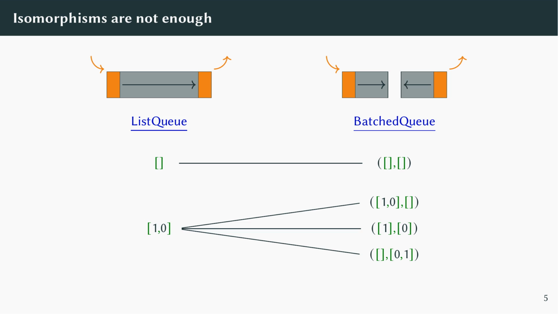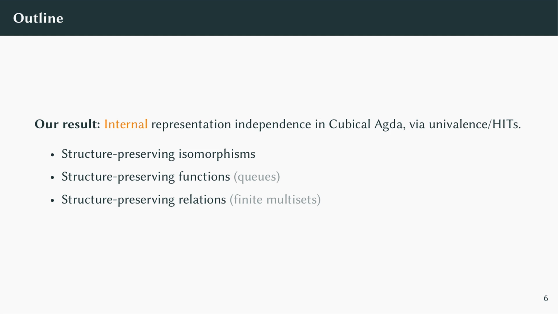So while we do have a correspondence that respects the queue operations, it's not a one-to-one correspondence, also known as an isomorphism. Instead, it's a many-to-one correspondence, that is, a function. In our paper, we show how to combine univalence and higher inductive types, two ideas from homotopy type theory, to internalize a relational representation independence theorem in Cubical Agda.